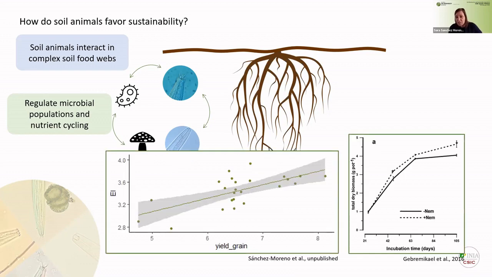Previous research showed, for example, that crop biomass is higher in soils with nematodes than in soils in which nematodes have been experimentally excluded. We have also found that some nematodes, those bacterivore nematodes closely related to microbial communities in the soils, are very related to grain yields in agricultural systems.